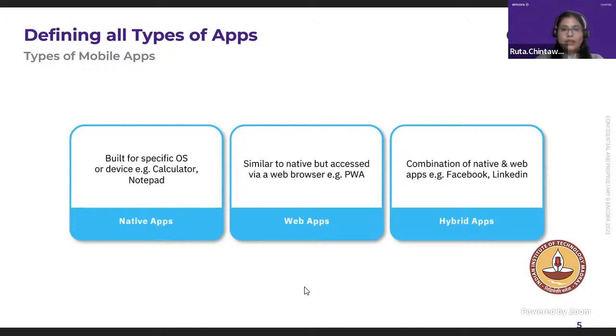Then we have some cons. If you start developing the native application, you have to duplicate the efforts for each different platform. For example, you have developed a calculator for Android. Now you want to use that calculator application on iOS. You won't be able to use the same code. You have to duplicate the efforts and develop that calculator application again for iOS. You can't use the same code which you have used for Android. That is the major drawback of the native application.